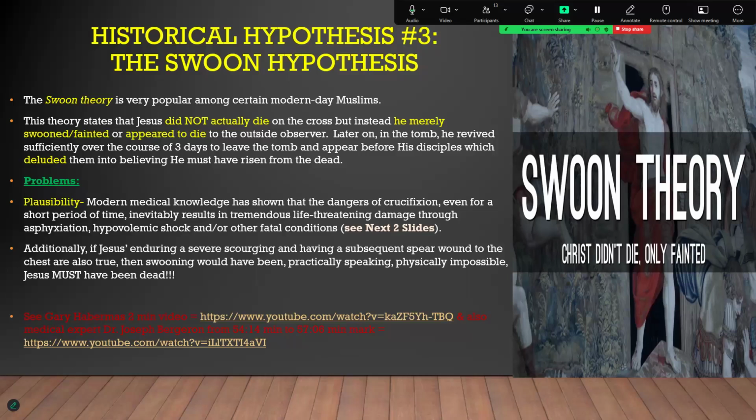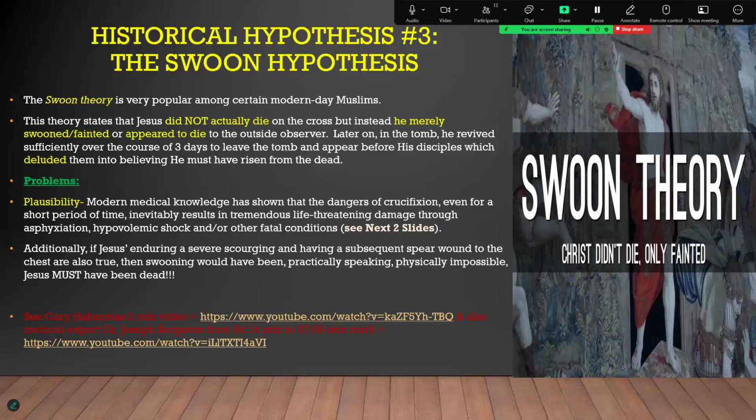Even for a short period of time, it inevitably leads to tremendously life-threatening damage through various means. So back in the 1930s, I believe, a scientist, Pierre Barbet, a medical doctor, actually did experiments with real living people as well as corpses, and he crucified them. Now, obviously, he didn't put nails through the living people, right? He tied them up, but he put them in the crucifixion position.